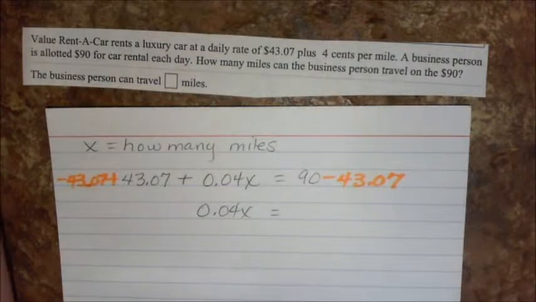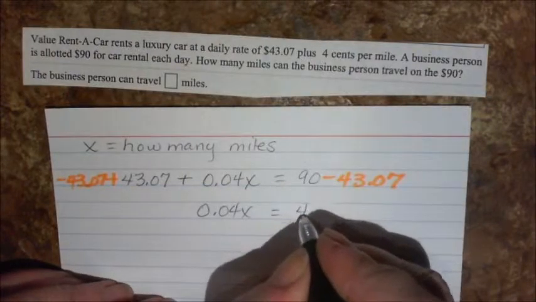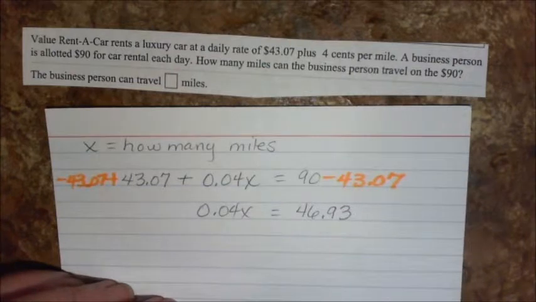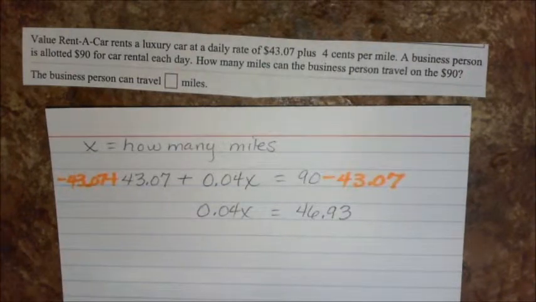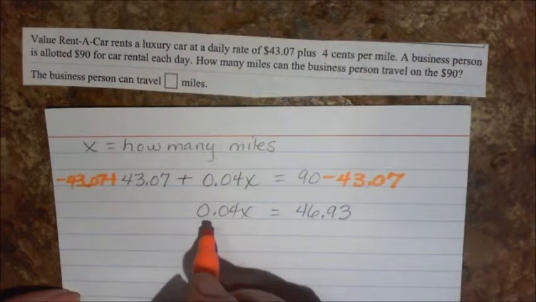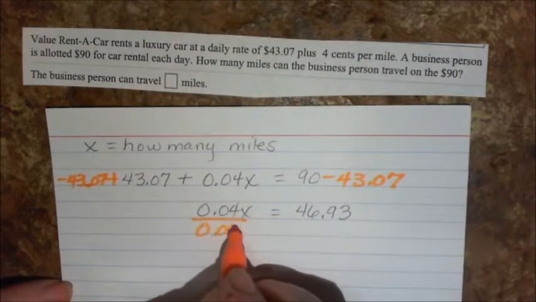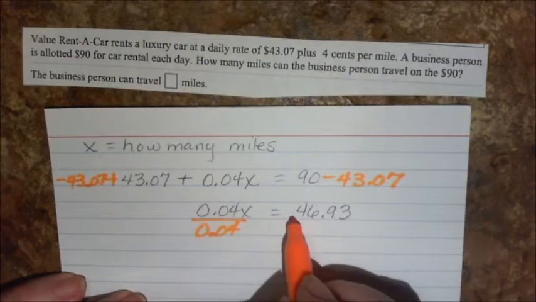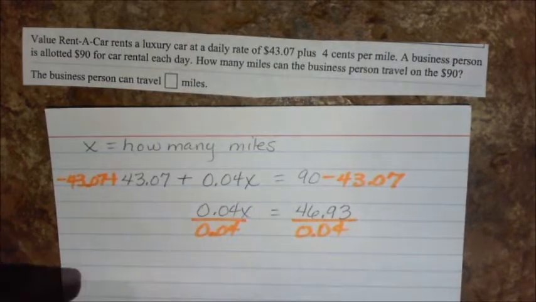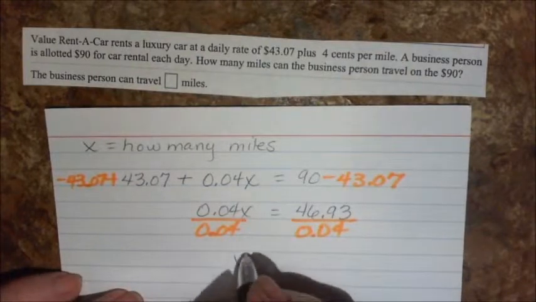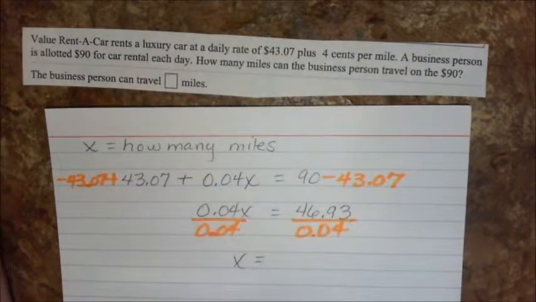And on this side, let's see what we get when we subtract that. That's 90 minus $43.07. Gives us $46.93, or 46.93. Then we want to divide both sides by 0.04, so we can isolate the x. So this side isolates the x, and then we do the division.